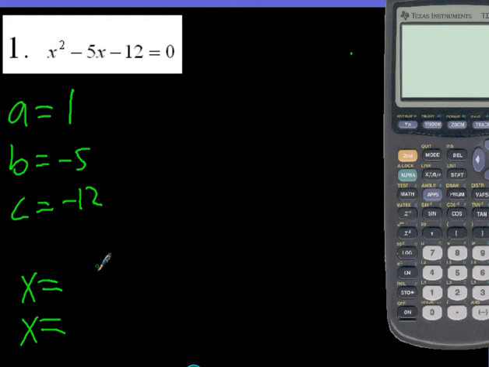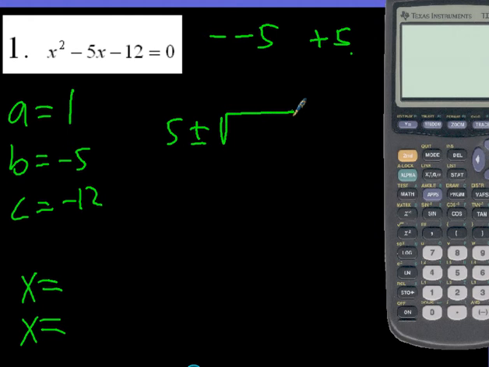So anyway, I've got negative b. So negative 5 is what b is equal to. And so it's going to be negative 5. Negative 5 is plus 5. So it's just going to be 5 plus or minus the square root of b squared minus 4ac.